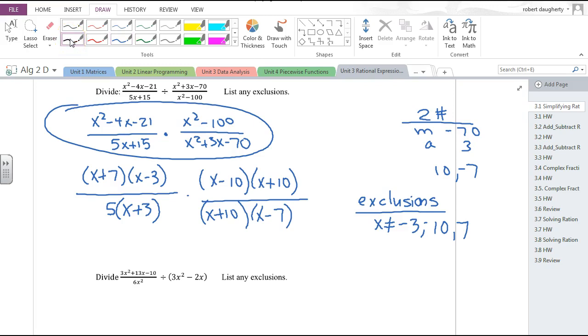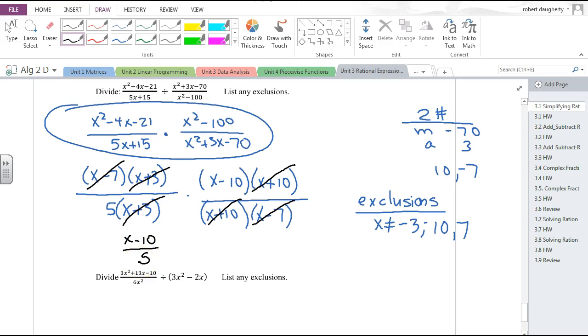So what is x plus 10 over x plus 10, right? And that's it, right? Did I make a mistake? Oh, you're right. This was x minus 7 and x plus 3. Okay? So is there any other simplification then? X minus 7 over x minus 7, that's 1. X plus 3 over x plus 3, that's 1. So what is this final answer? X minus 10 over 5.